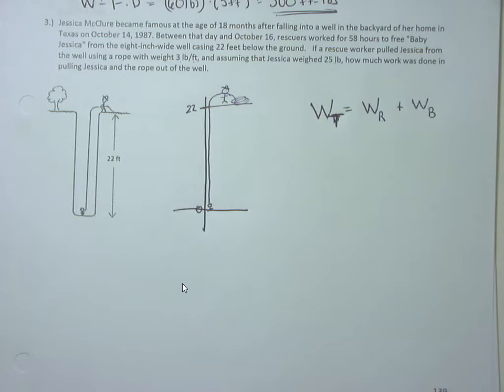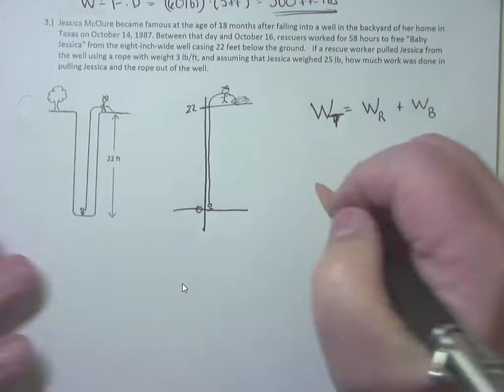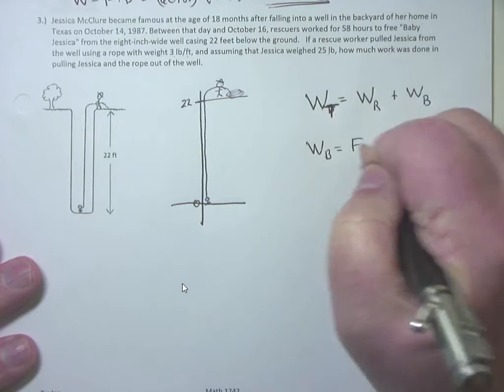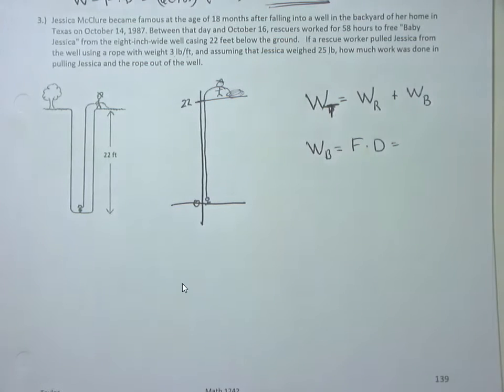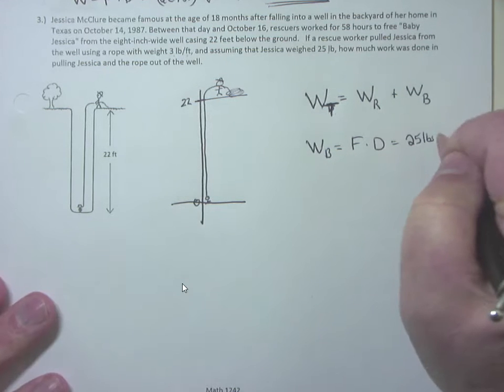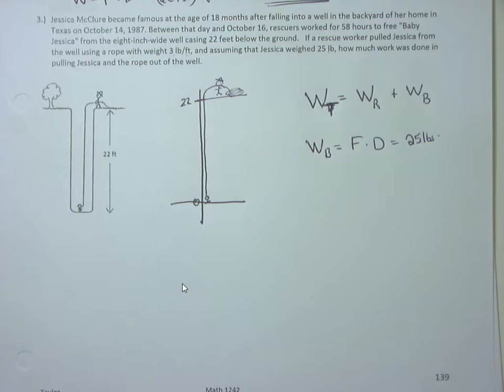That's actually easy math. Because here's the deal. To get the work of the baby, work is equal to force times distance. How much does this kid weigh? She's an 18-month-old kid. How much does she weigh? 25 pounds, times, where do we want to lift this kid to? We want to lift her from the bottom of the well to the top of the well so she can get out of the well. 22 feet.